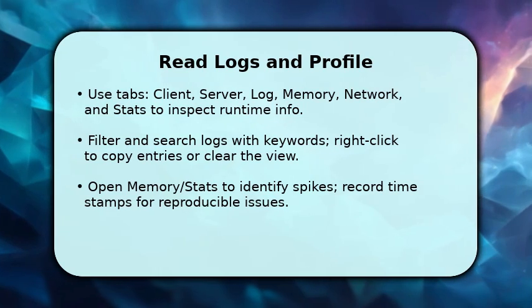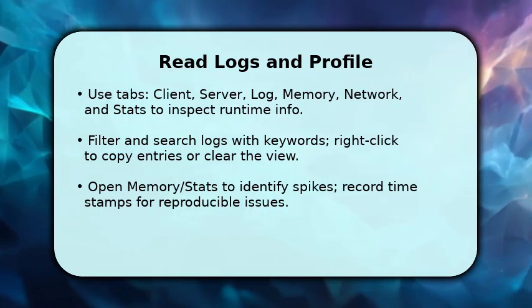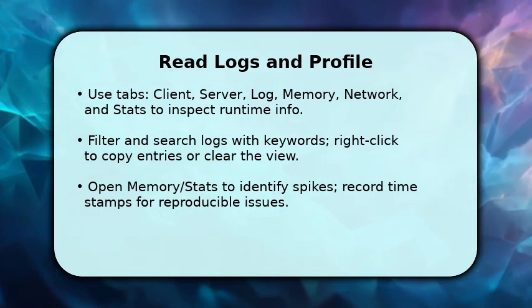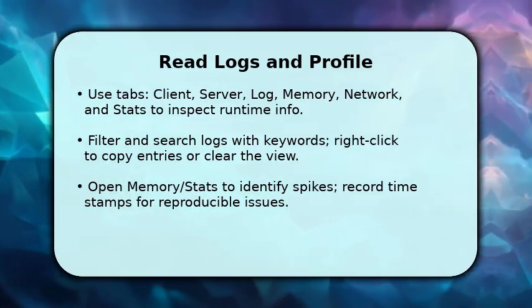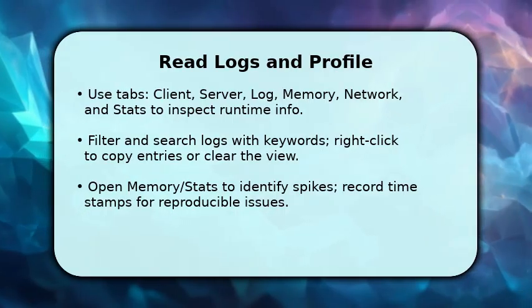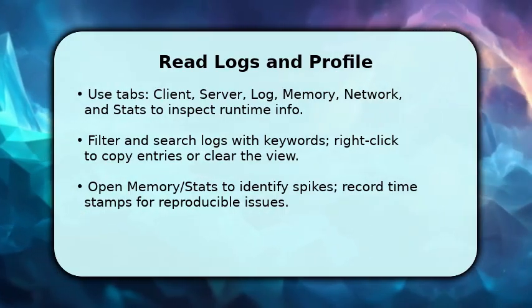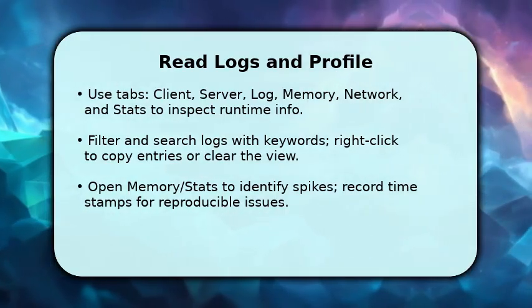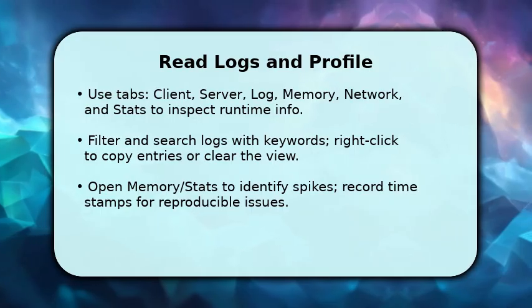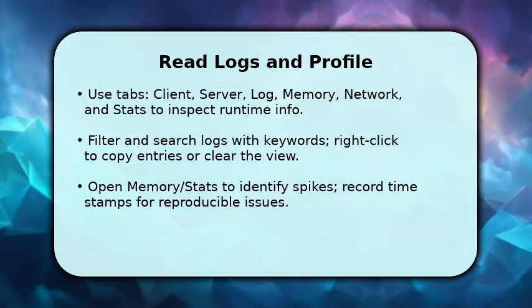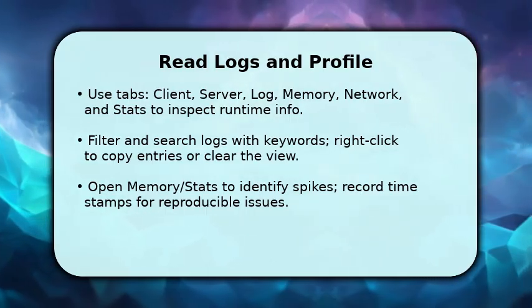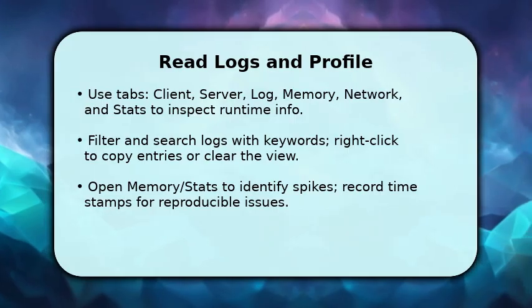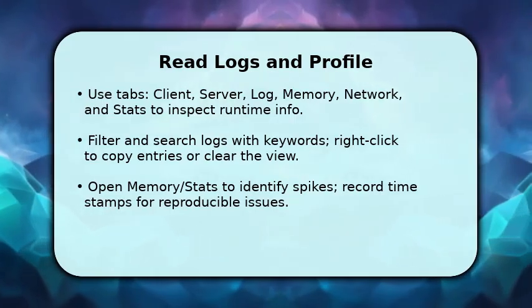Once the console is open, focus on the Log tab to see errors and prints, and use the search box to filter by keywords. Make sure to switch to Memory and Stats to profile performance. These tabs reveal spikes in RAM or CPU usage. Use the Network tab to inspect asset or API timings. Right-click entries to copy or clear the console, and note timestamps so you can reproduce or compare behavior across runs. This is where you diagnose most problems.